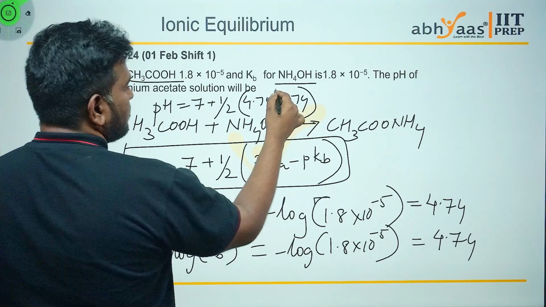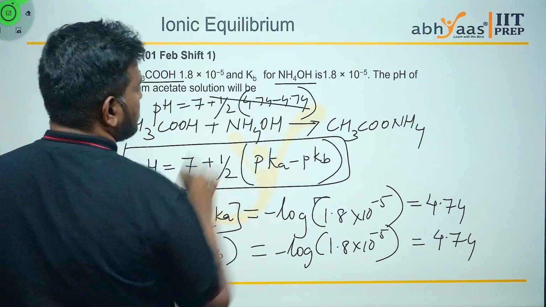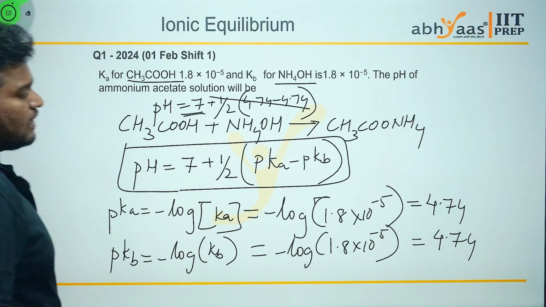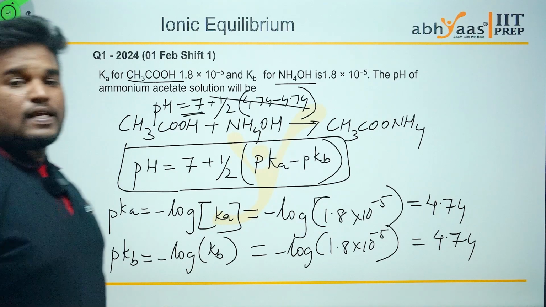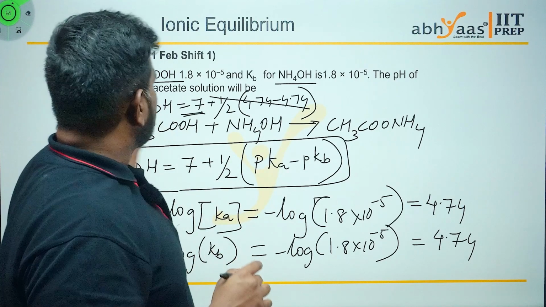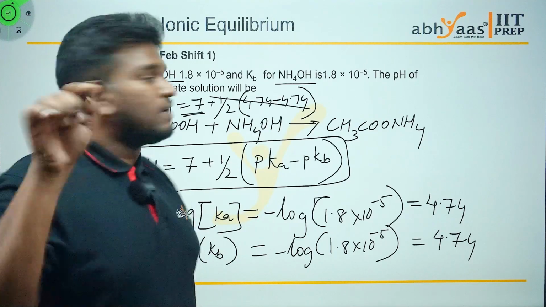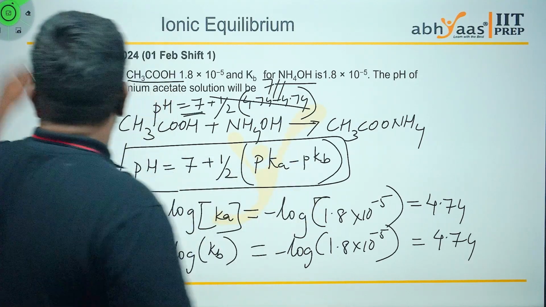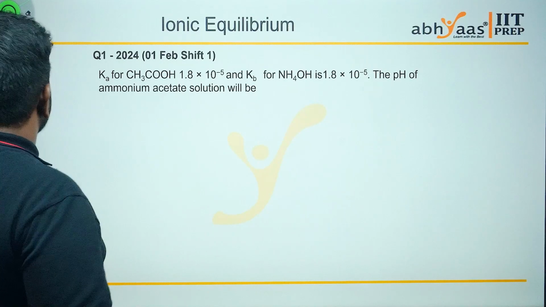So you can see that it will become 0. The entire portion will be cancelled and we will be getting the answer as 7. So what is the pH of ammonium acetate? It is 7. So we got the answer as 7. Now the next question.